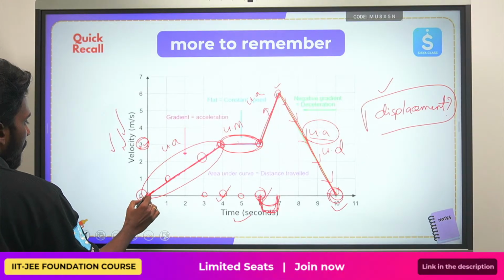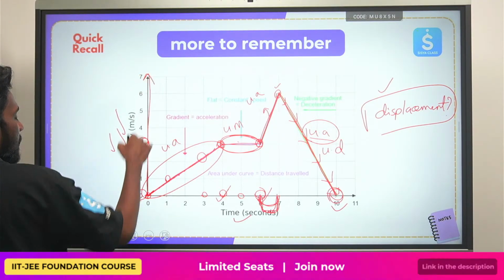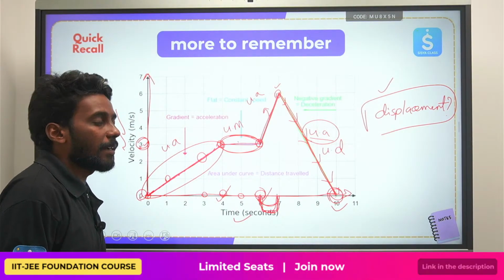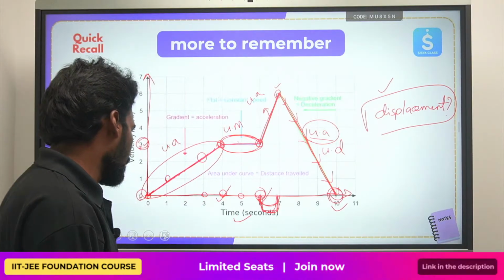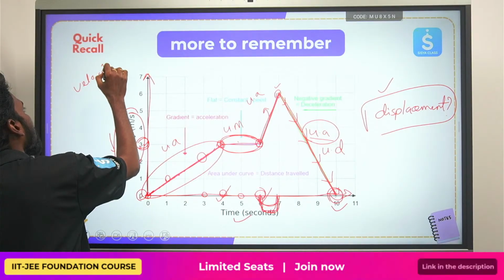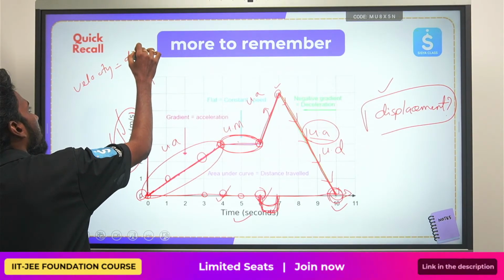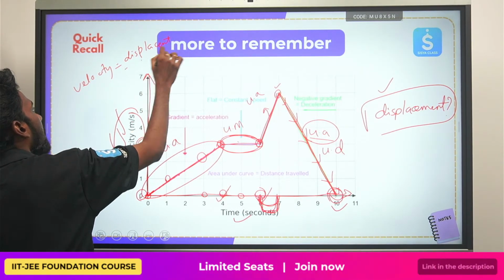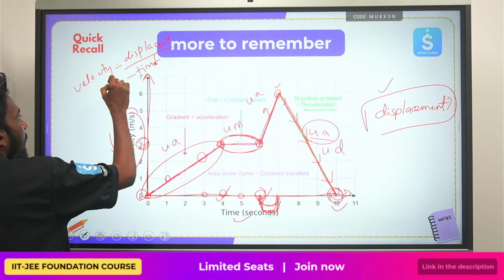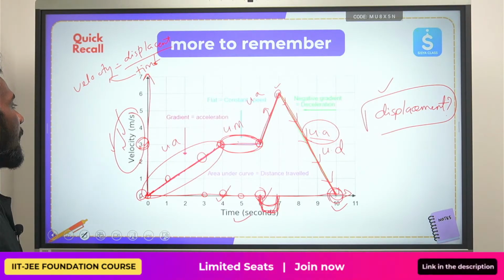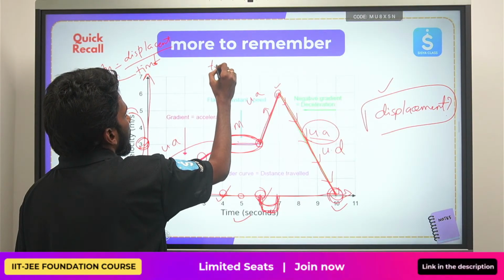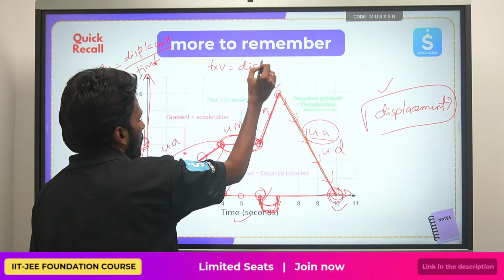So there is a velocity which is there on the y-axis and there is time on the x-axis, right? Now how can I get the displacement? So if you see, what is velocity? Velocity means velocity is equal to displacement by time, right? Rate of change of displacement, right? Displacement by time, rate of change of displacement. Now what if I bring this time towards the LHS? So time into velocity equals to displacement, right? Time into velocity gives displacement, right?